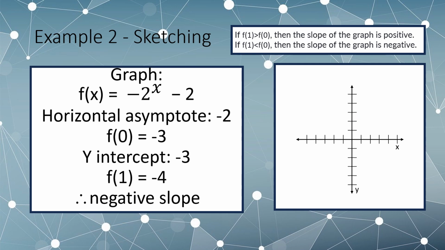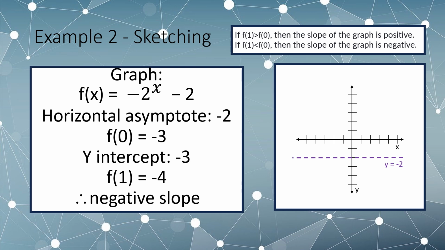Okay, same thing again. We've been told to graph f of x is equal to negative 2 to the power of x, subtract 2. Straight away, we can see our k value is negative 2, so our horizontal asymptote is going to be negative 2. I'm going to put that on the graph straight away for this one.